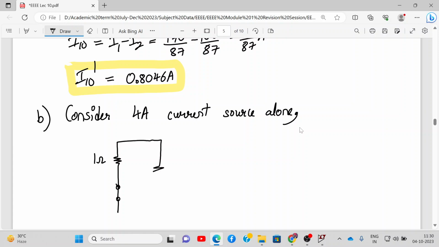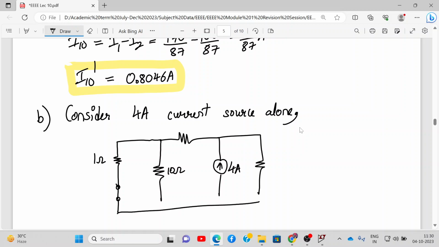Then we'll have 10 ohm, 2 ohm. Here we'll have a 4 ampere current source. And finally here we have 5 ohms. So this is 5, this is 2. Alright, and we need to find the current through the 10 ohm, that we call I10 double dash.